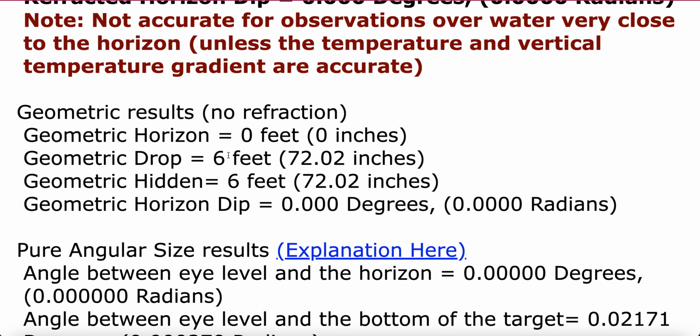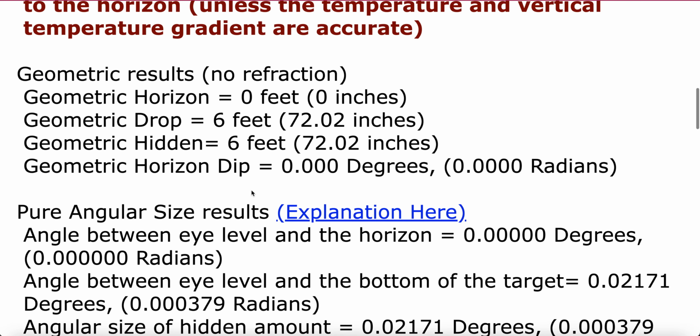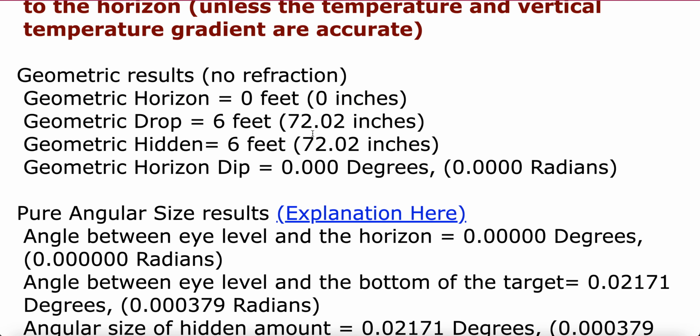A 6 foot object has a hidden amount, right? Let's go up here. Distance in miles, 3 miles. A 6 foot object has 72 inches of drop, so the geometric hidden is 72 inches. So a 6 foot object is going to be blocked by Earth curve at 3 miles away, right?